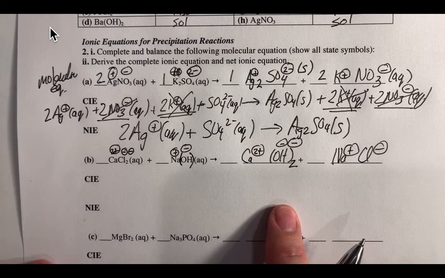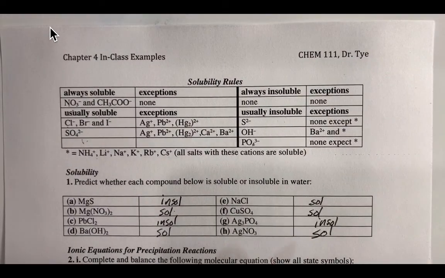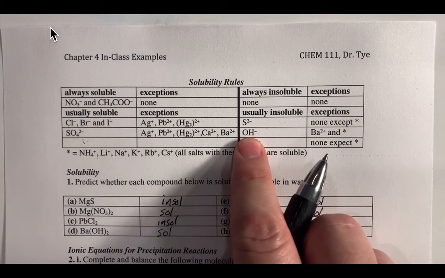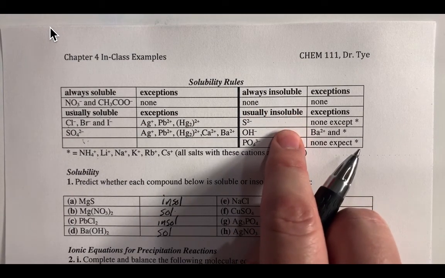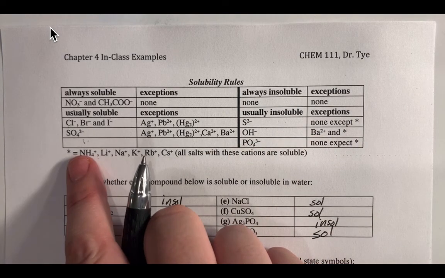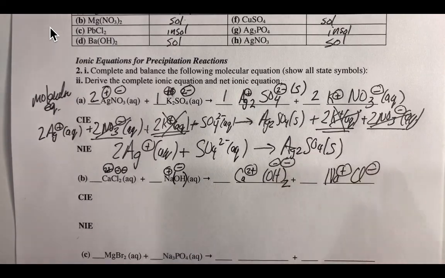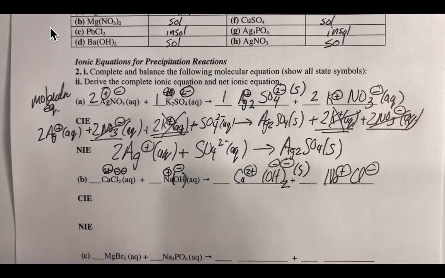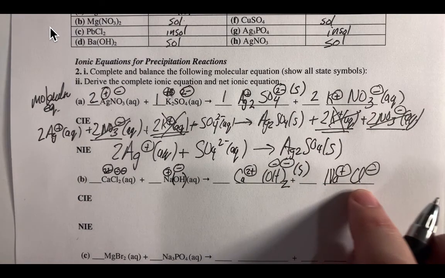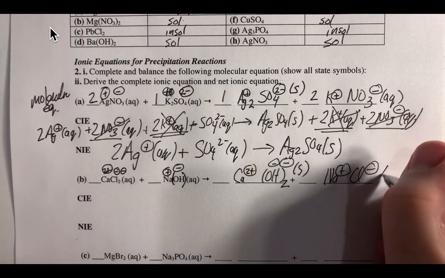Now I need to see if anything will precipitate here. So hydroxide salts, I go up here to the top, are usually insoluble. Barium is an exception, but calcium is not an exception. Calcium's neither here nor here. So calcium hydroxide is insoluble, so it will precipitate out of the solution as a solid. Sodium salts are all soluble. Chloride salts are usually soluble. All sodium salts are soluble, so this one's very soluble.